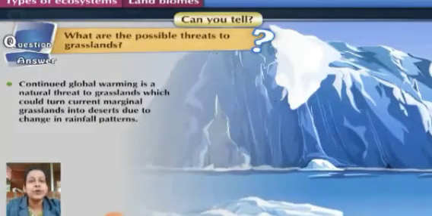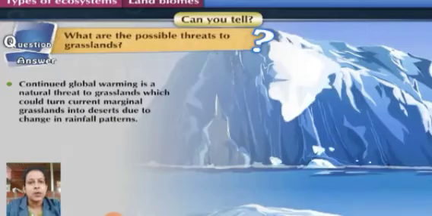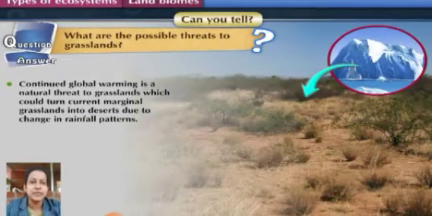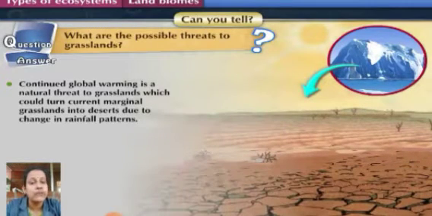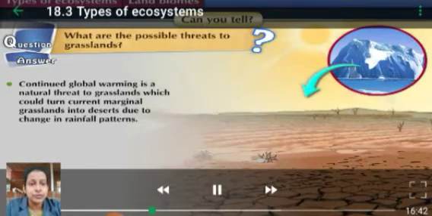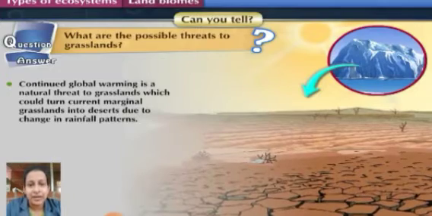Continued global warming is a natural threat to grasslands, which could turn current marginal grasslands into deserts due to change in the rainfall pattern. Nowadays global warming is too much. That means there is a lot of rise in temperature, which is due to global warming. And global warming is caused by air pollution. So it is the first natural threat to the ecosystem, which can convert grasslands into deserts, and even the rainfall pattern will change, and it may lead to the formation of desert areas.